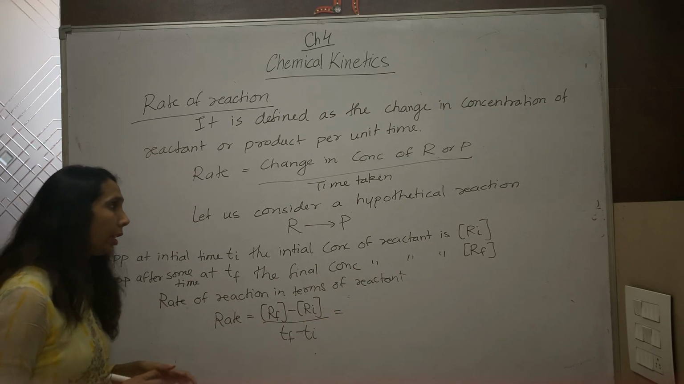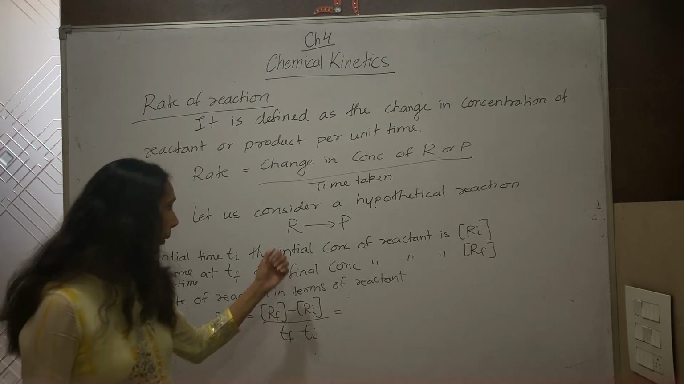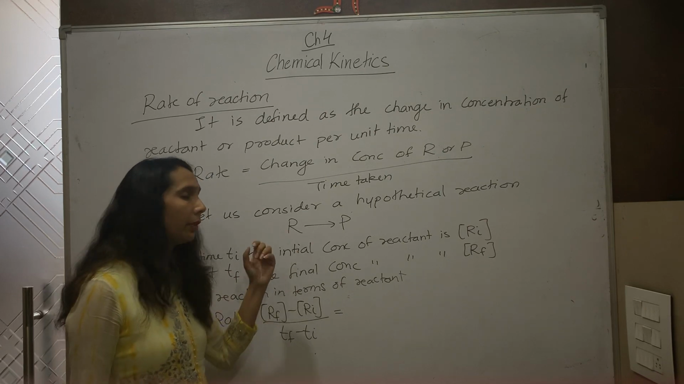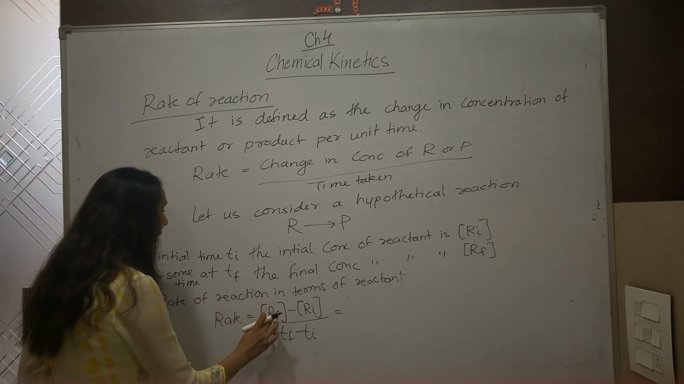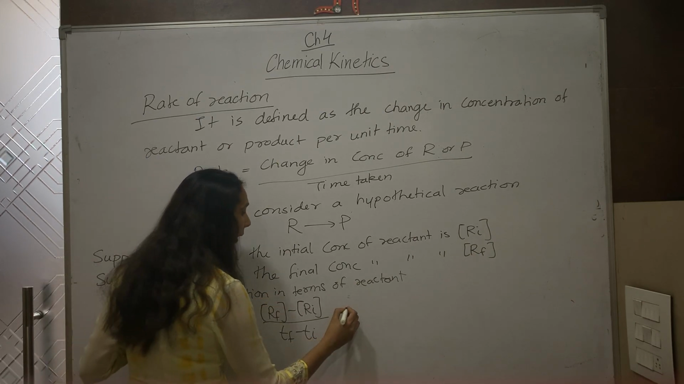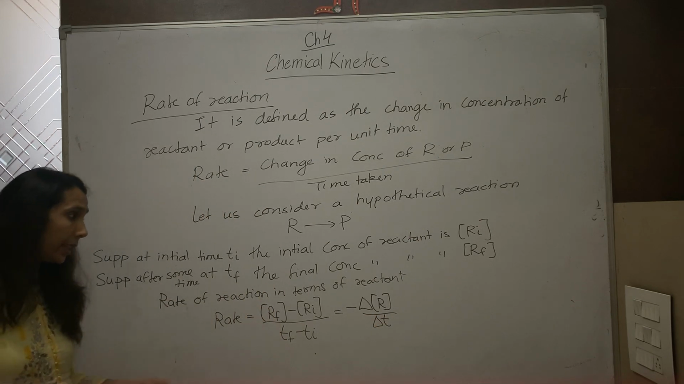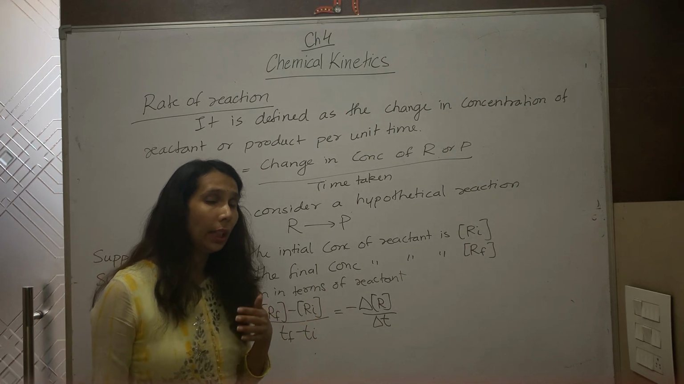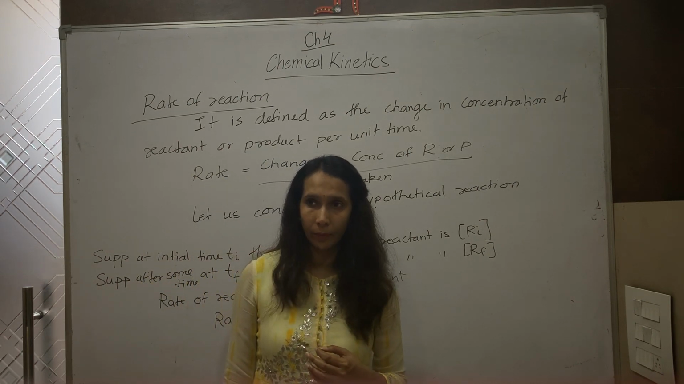We know that in this reaction, the concentration of reactant will decrease. Why? Because reactant is slowly converted into product. The concentration of reactant will go on decreasing. So the answer of this will come out to be negative: negative delta R by delta T. Since the concentration of reactant decreases, we put a negative sign. The negative sign only represents that during the reaction, the concentration of reactant decreases.